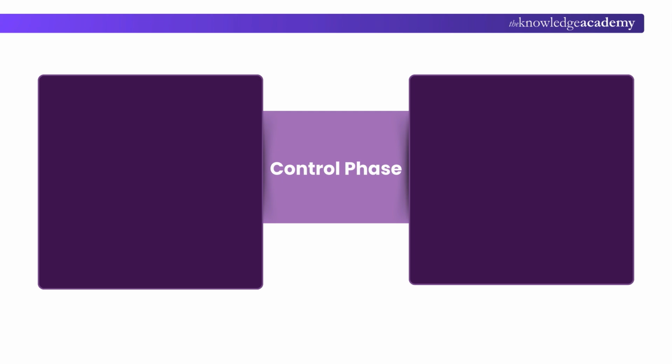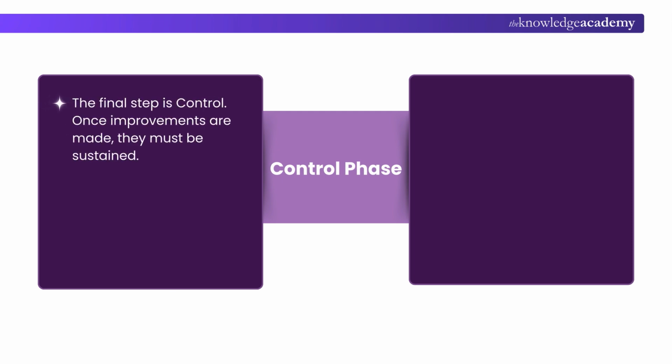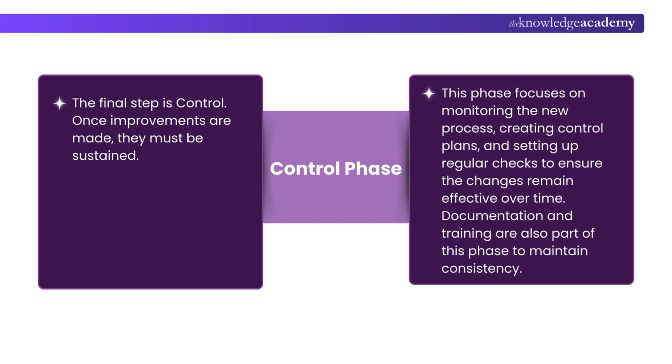Control phase. The final step is control. Once improvements are made, they must be sustained. This phase focuses on monitoring the new process, creating control plans, and setting up regular checks to ensure the changes remain effective over time. Documentation and training are also part of this phase to maintain consistency.